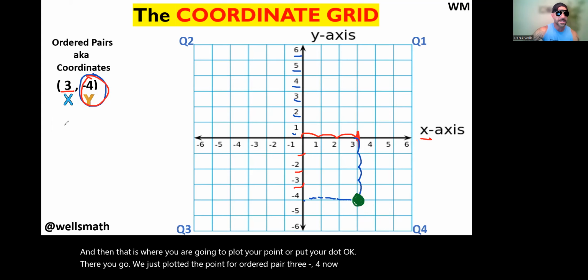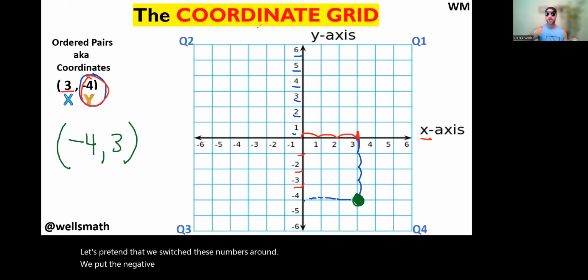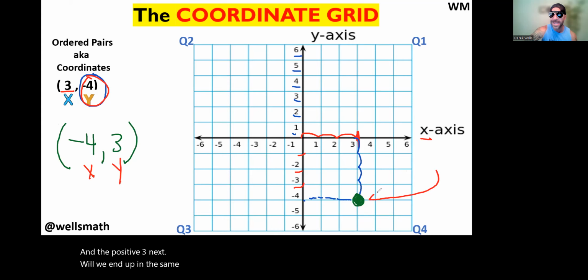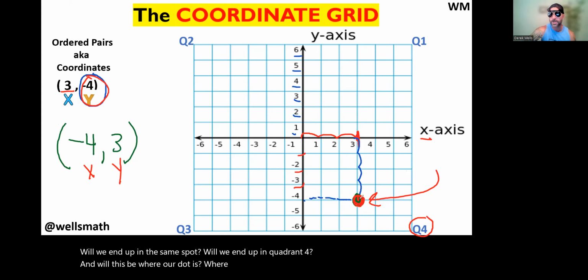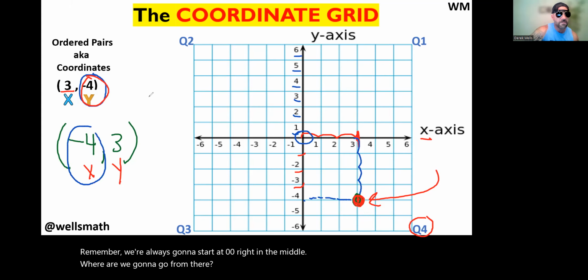Now, let's pretend that we switch these numbers around. We put the -4 first, and the +3 next. Will we end up in the same spot? Will we end up in quadrant 4? And will this be where our dot is, where it was for the last one? Well, let's see. Remember, we're always going to start at (0, 0), right in the middle. Where are we going to go from there?